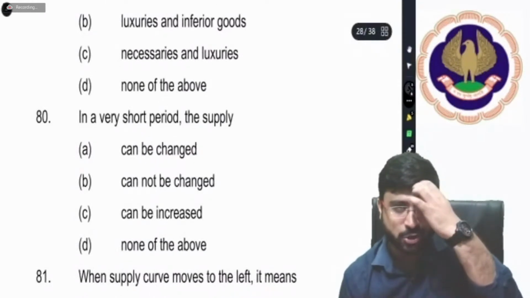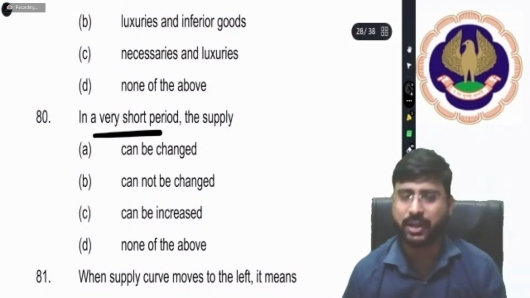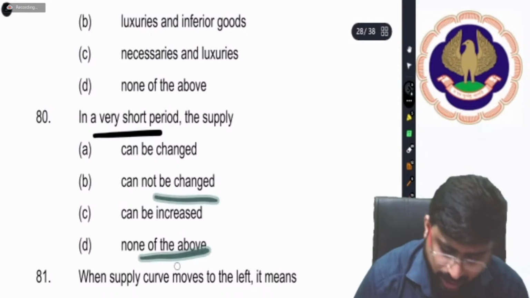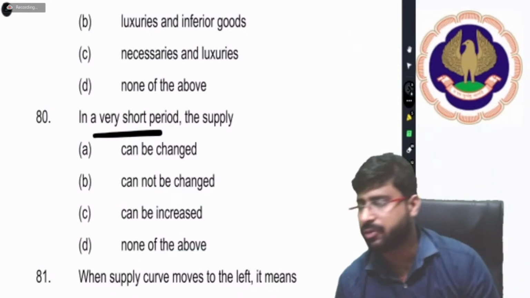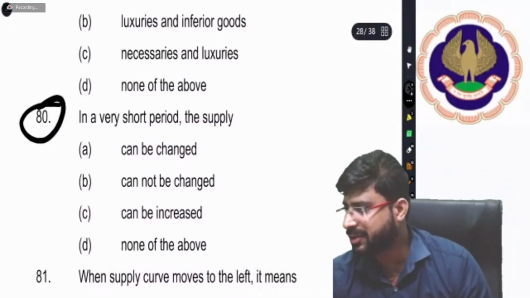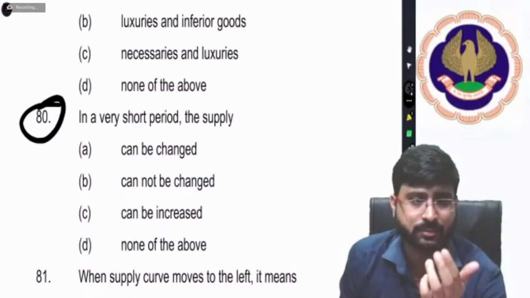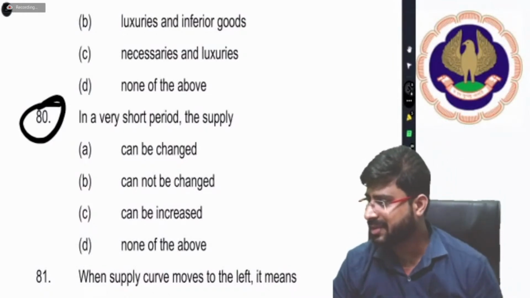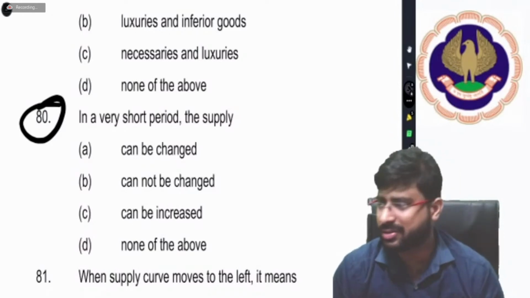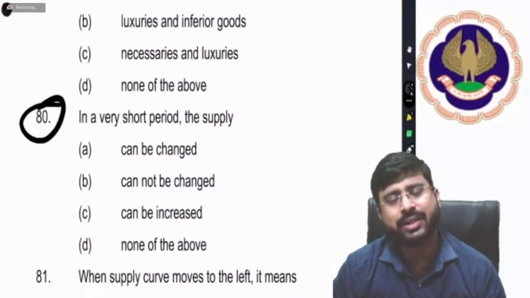Another question related to the time period we discussed today. In the very short period, supply can be changed, cannot be changed, can be increased, cannot be increased, or none of the above. Which one of them do you think? In question 80. Come on, guys. Very good. I can see your answers. Absolutely.